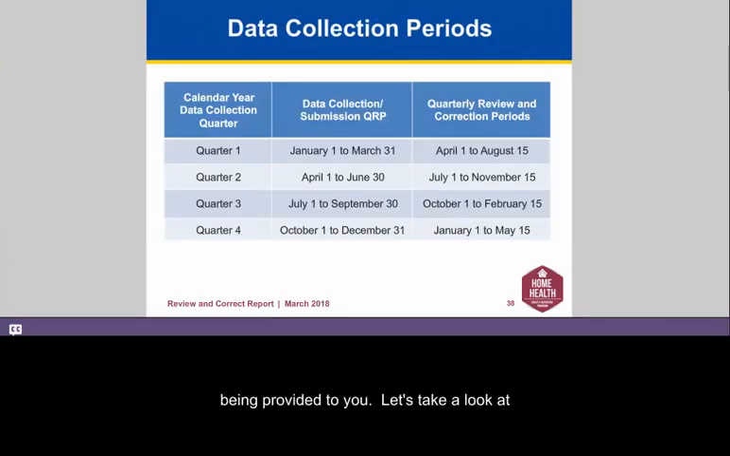Let's take a look at those data collection periods I've been talking about. There are 4 quarters in the year. Quarter 1, data would be collected and submitted for the time period January 1st to March 31st. There's your review and correction period, April 1st to August 15th. Once you reach August 16th, that period is now closed. And you can see the successive quarters over the year, each with its own clearly defined collection and submission time period and a review and correction time period.